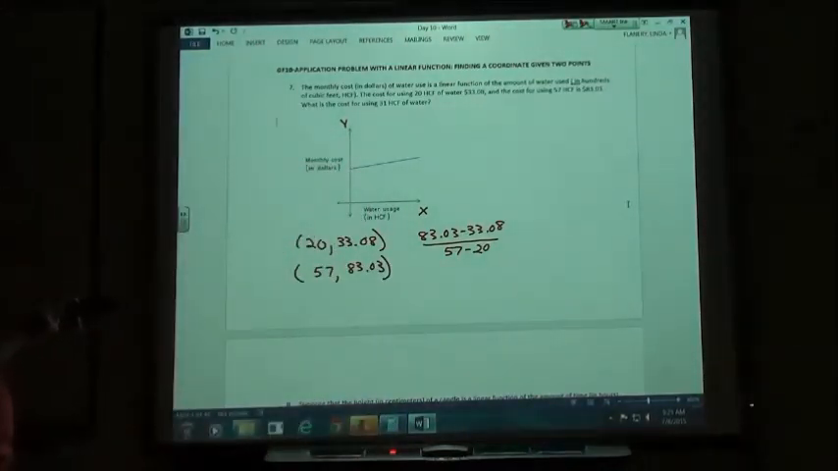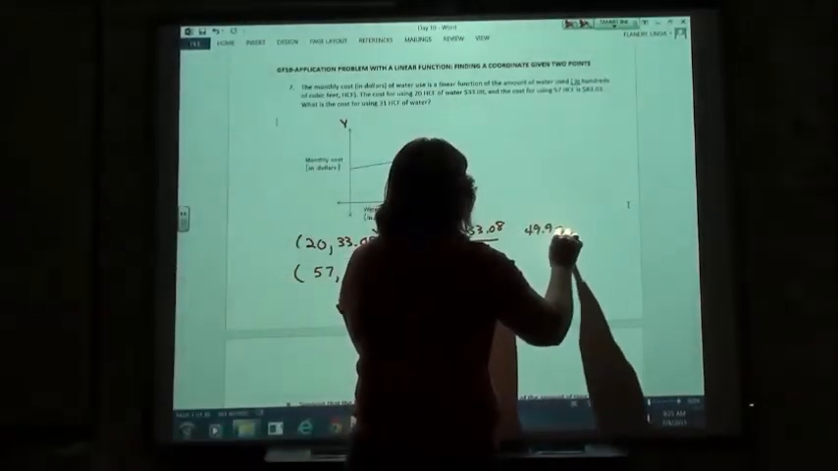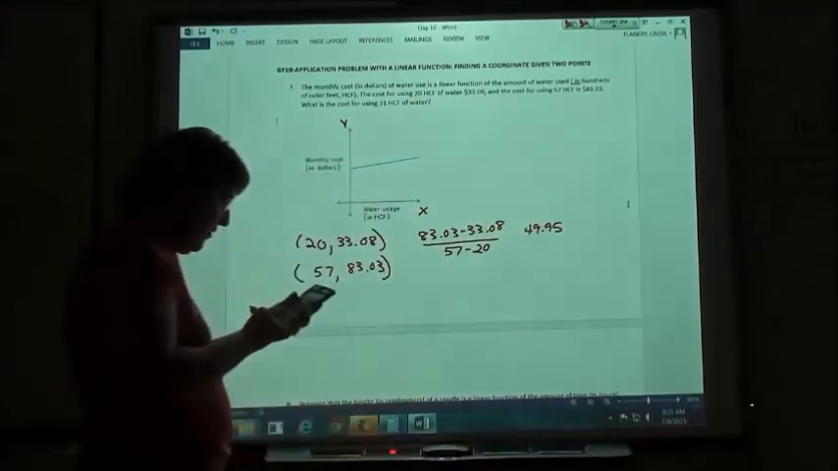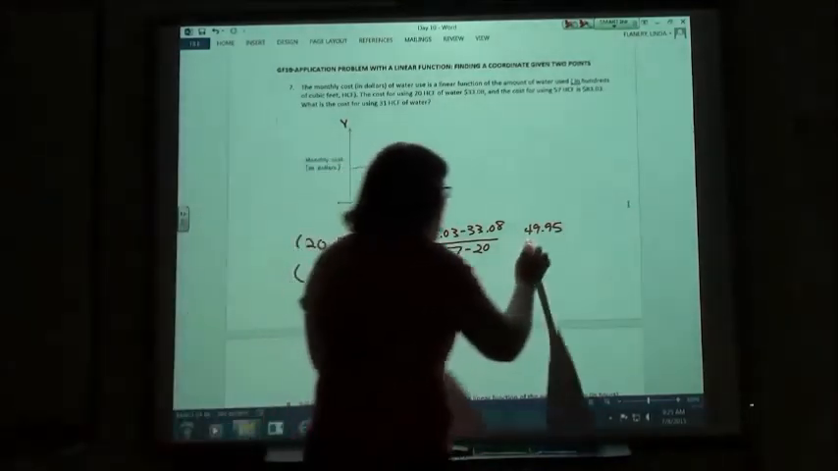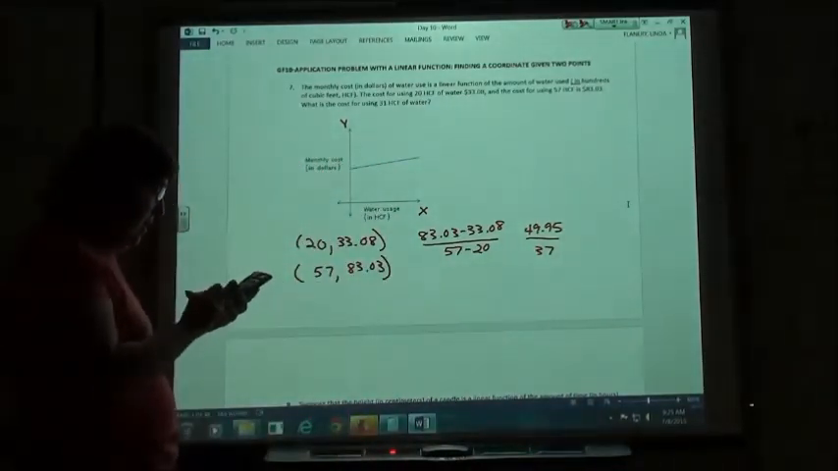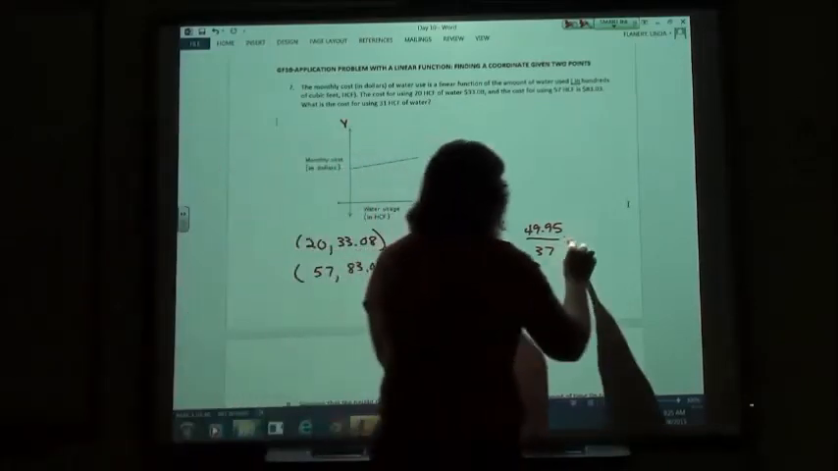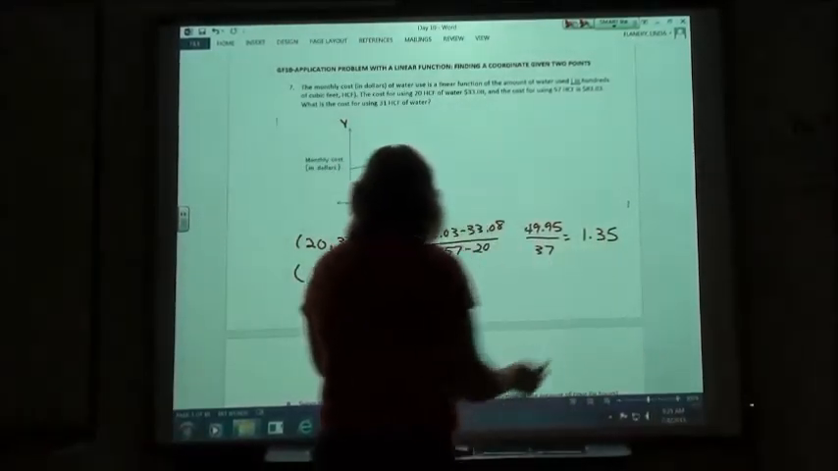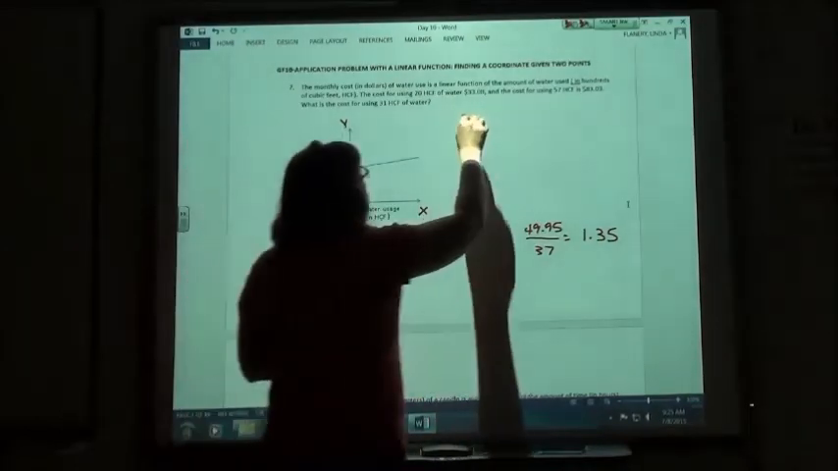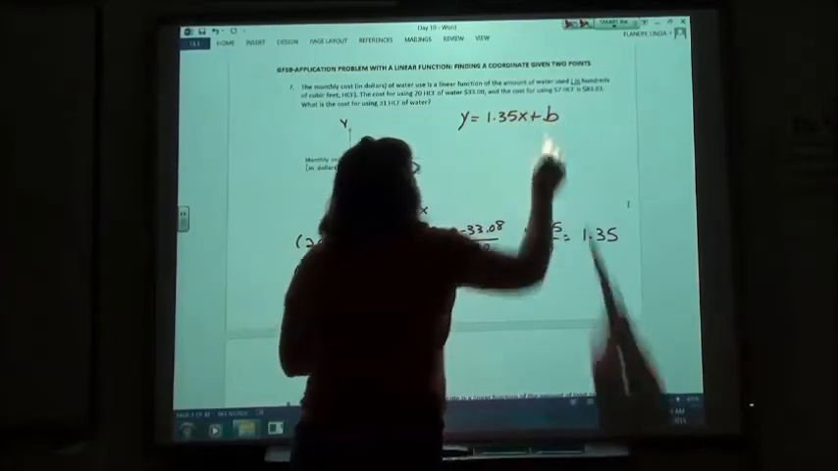And so 83.03 minus 33.08 gives me 49.95. 57 minus 20 is 37. So 49.95 divided by 37 is 1.35. So that's going to be the slope of my line. So I know that y equals 1.35x plus some number b.